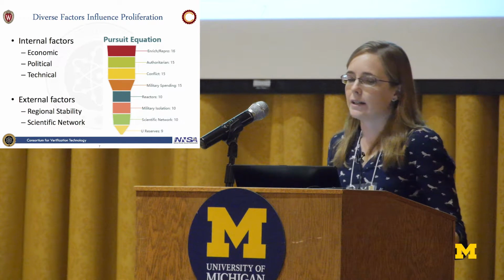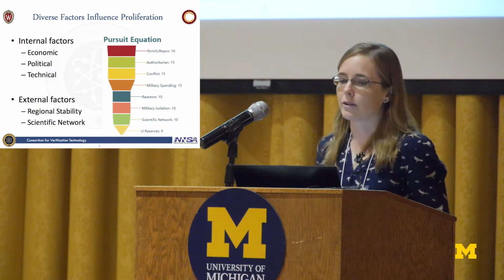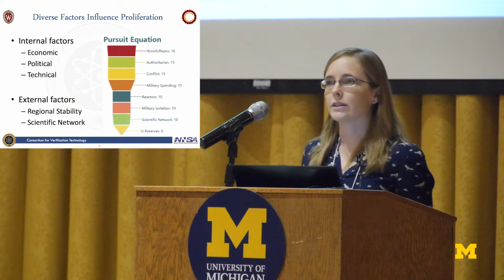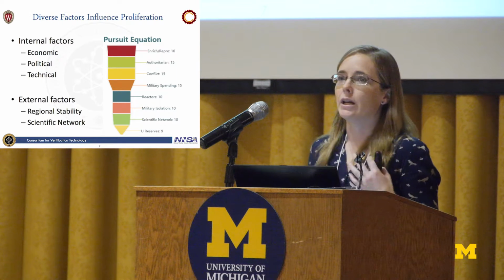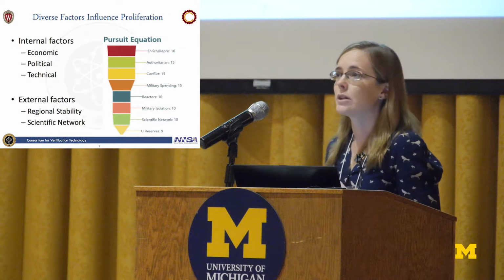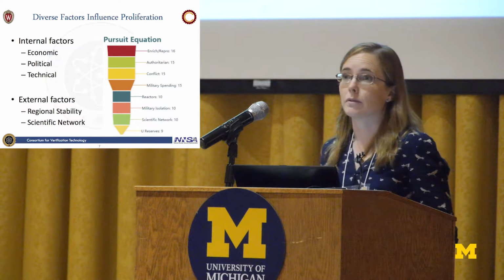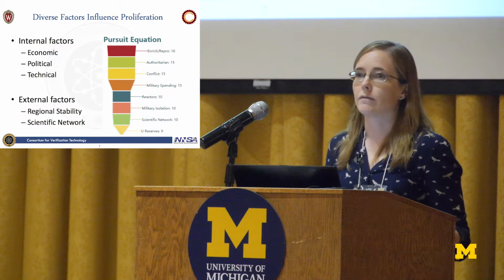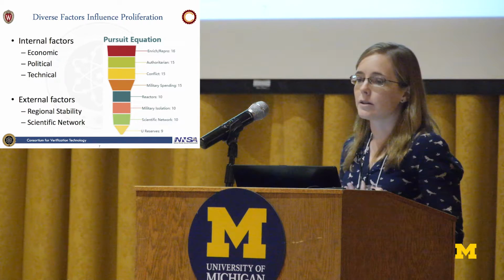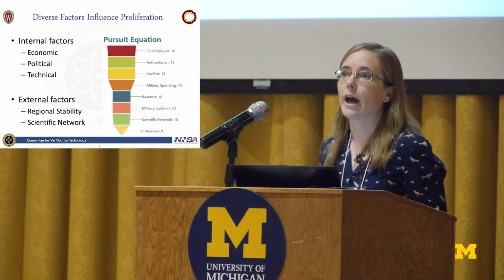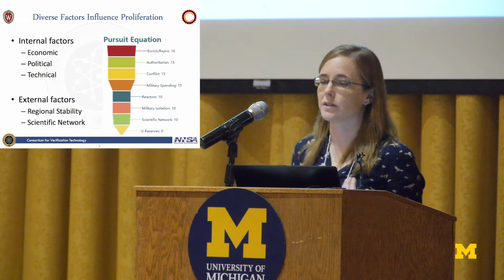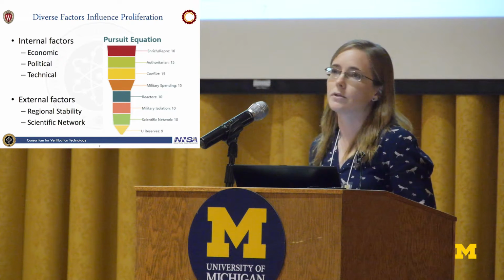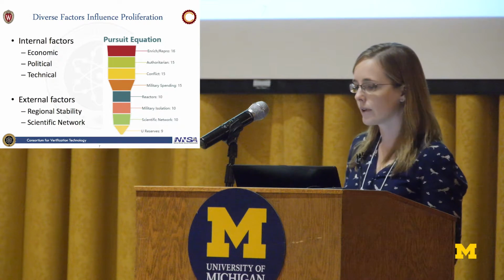And on the left I've highlighted that these fall into 2 major categories. One is internal factors, and the other is external factors. So internal factors are things that affect the country internally. This may be economic factors, how much of their GDP is available for military spending. It may be political factors, what their governing structure looks like, if they're authoritarian or democratic. And it can also include technical factors like, do they already have sensitive dual-use technologies such as enrichment and reprocessing, or do they have their own uranium reserves, or do they need to buy that from another country?